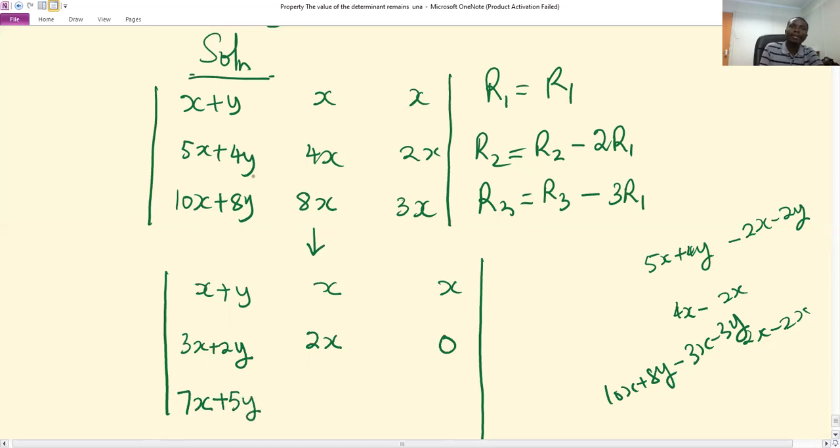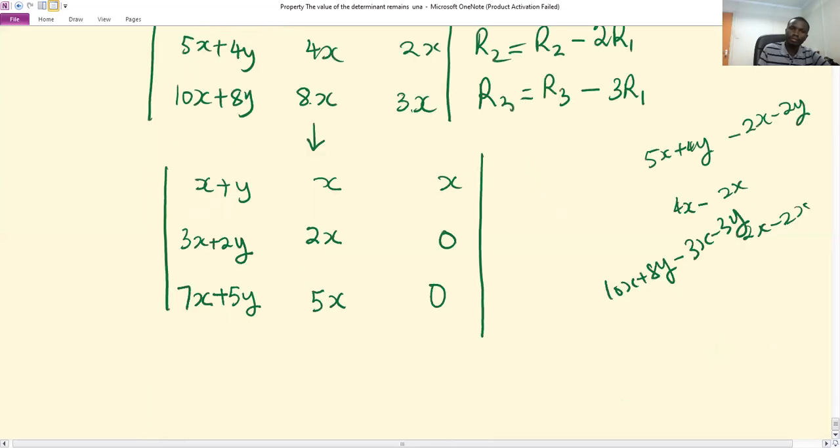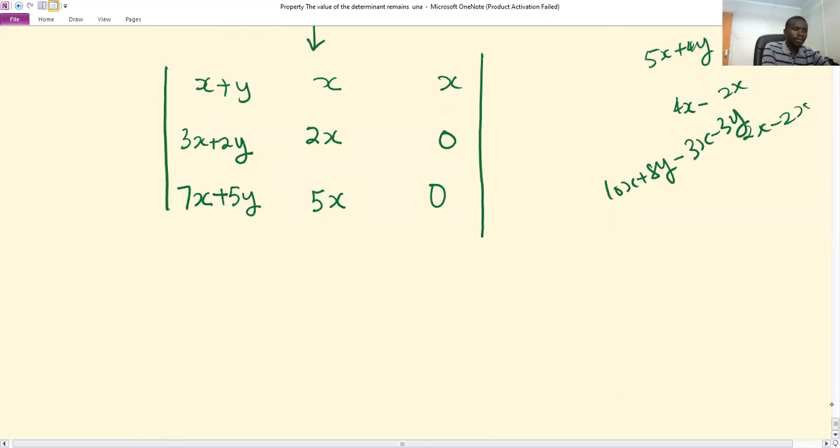And then 8x minus 3x is 5x, and 3x minus 3x is 0. So therefore now we have this determinant, and now it becomes easier to expand using the third column by the cofactor method.